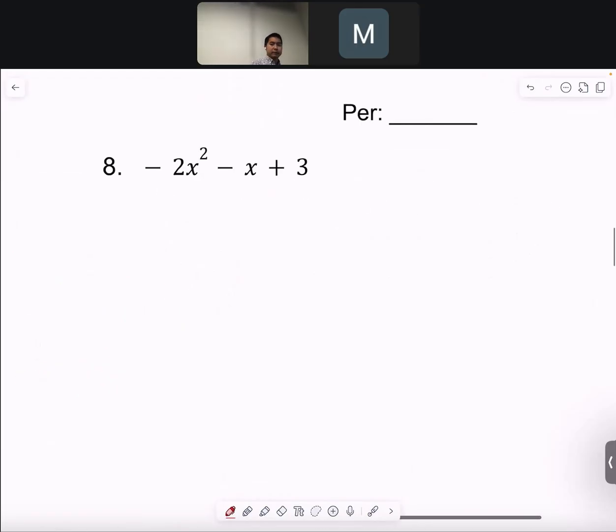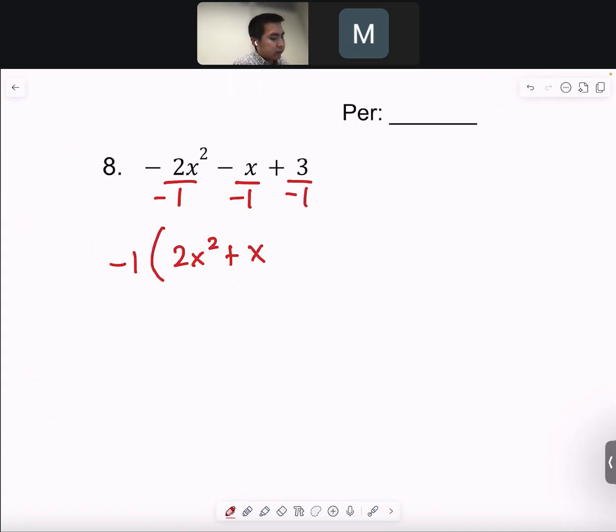Number 8. So again, I see a negative sign in the front, so I know I have to divide by a negative, and there's no number that could go into 2, 1, and 3. So we're forced to just do negative 1. So factor out negative 1. All the signs flip, right? Positive 2x squared, positive x minus 3. So we do the x method.